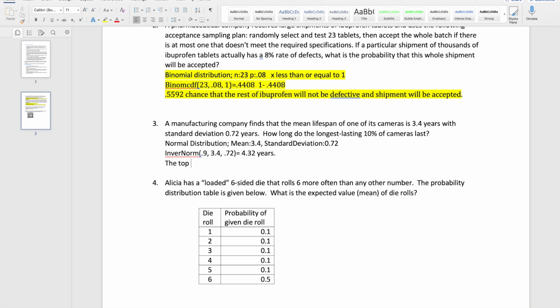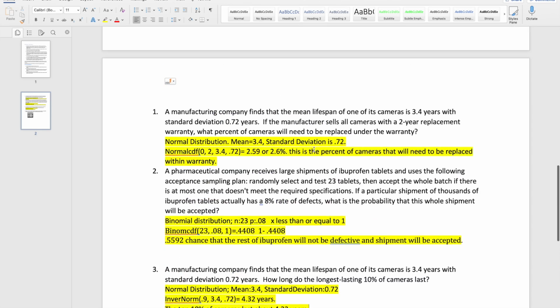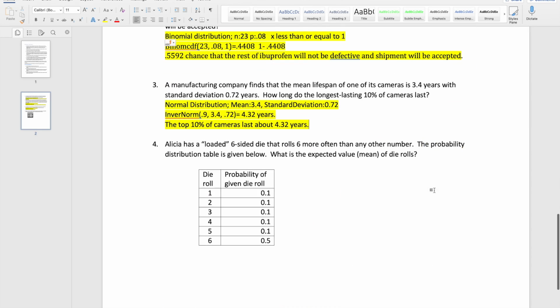So the top 10% of cameras last about 4.32 years. I don't know. I guess they don't make things like they used to. I hope my camera, depending on how much it costs, can last longer.